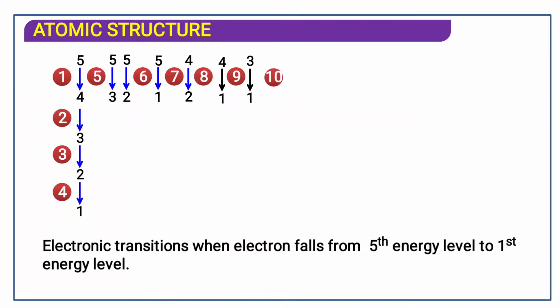Here is the electron transition when the electron falls from the fifth energy level to the first energy level. See how the electron falls: fifth to fourth, fourth to third, third to second, then second to one. Or fifth to third, or fifth to second, then fifth to first, fourth to second, fourth to first, third to first.